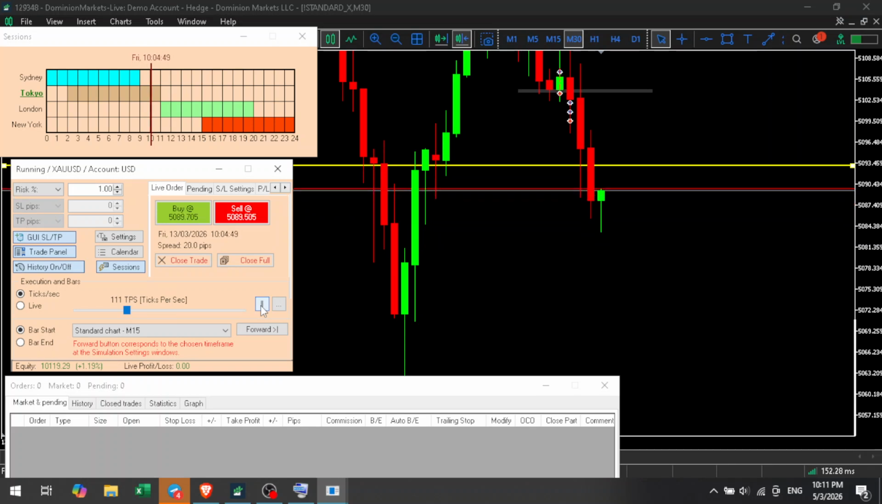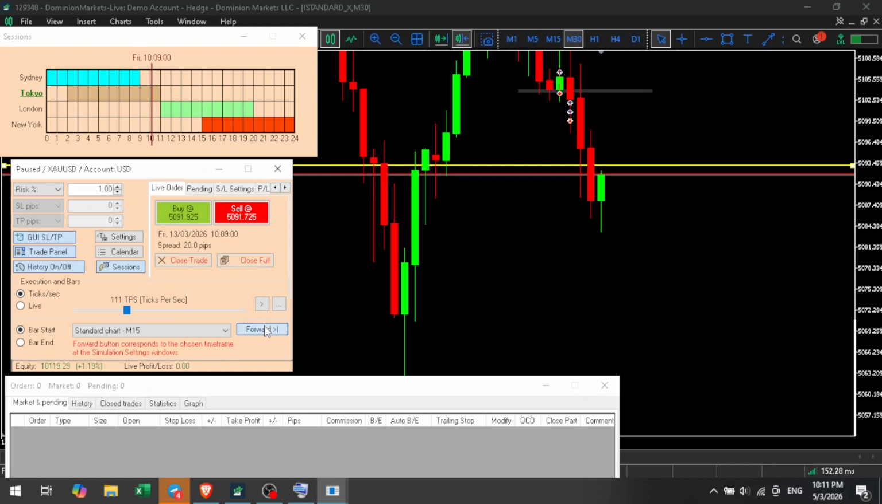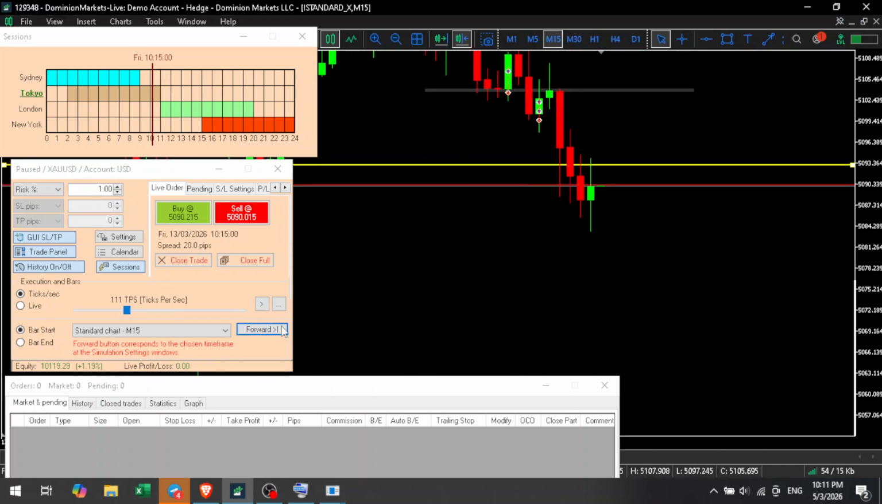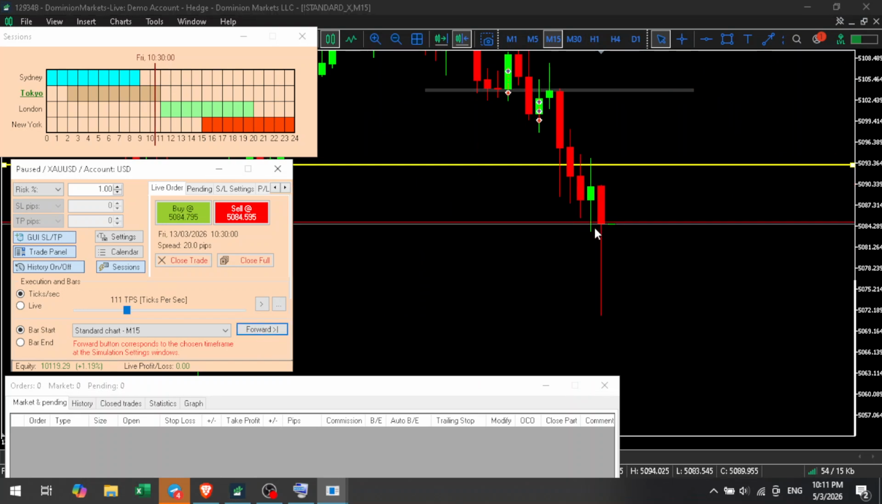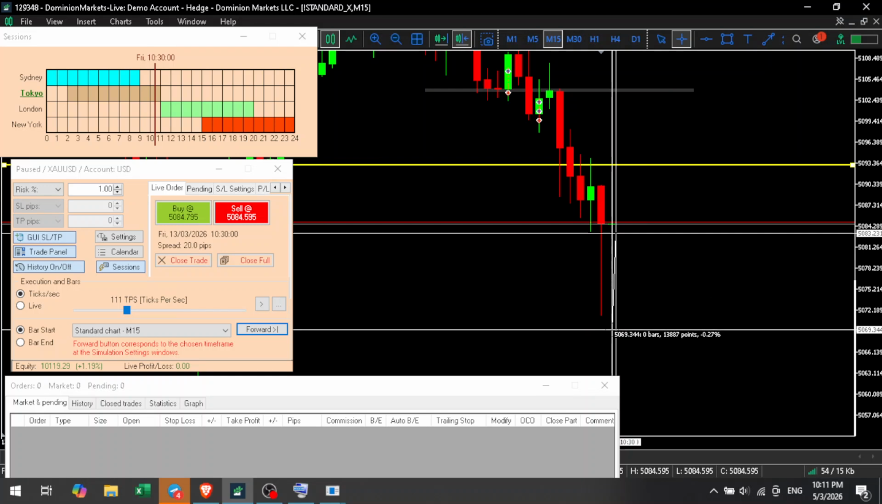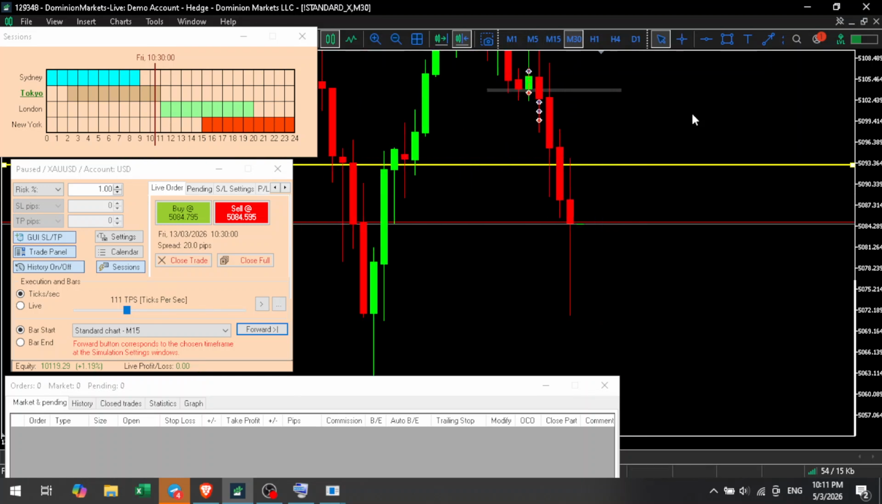Stop loss. Not buying, not selling. Candle closure, we have that. Nothing. Here would have been too big, 70 pips. Would not have executed on that trade.